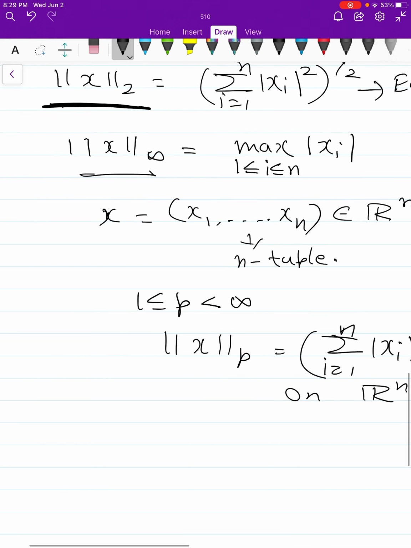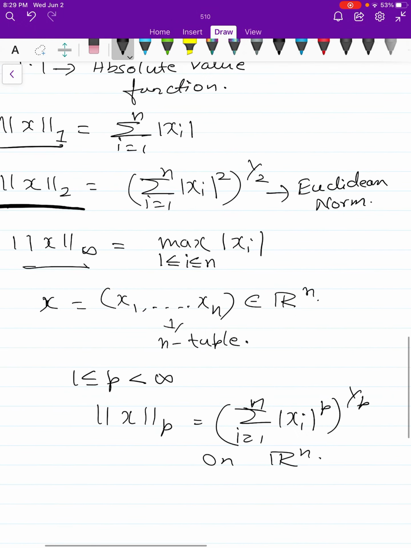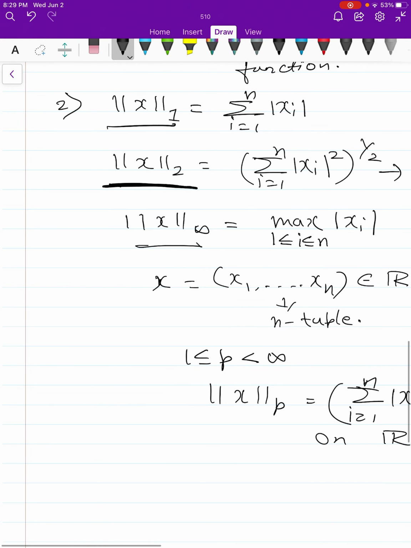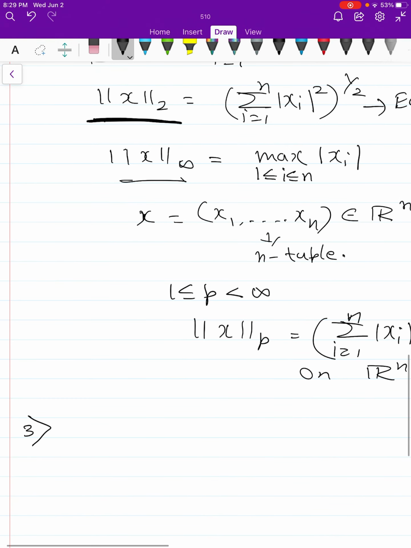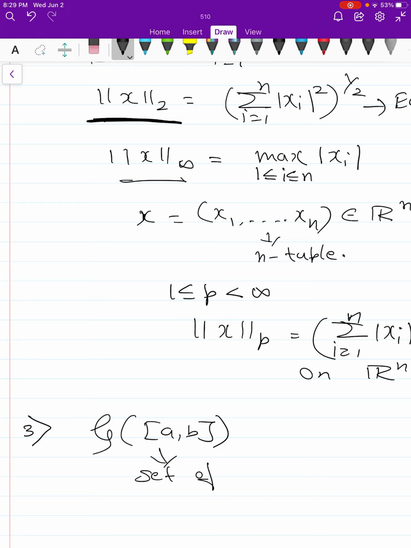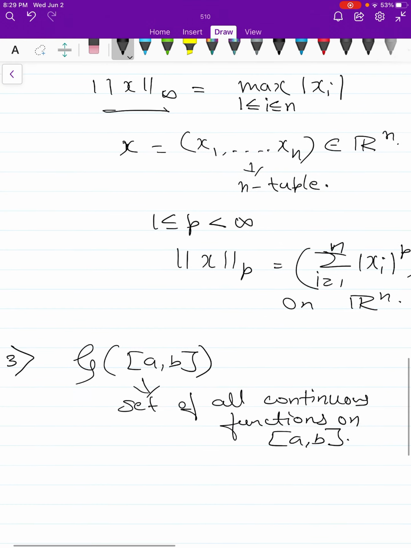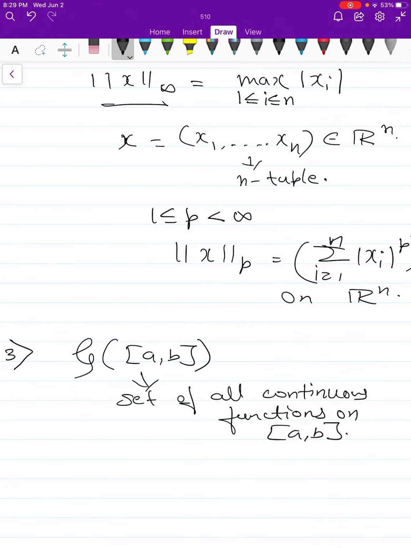Okay, so another important example, which will be helpful for your homeworks. Third, I will take you back to this particular set here. This is the set of all continuous functions on the closed interval a comma b. So the elements here are nothing but continuous functions.